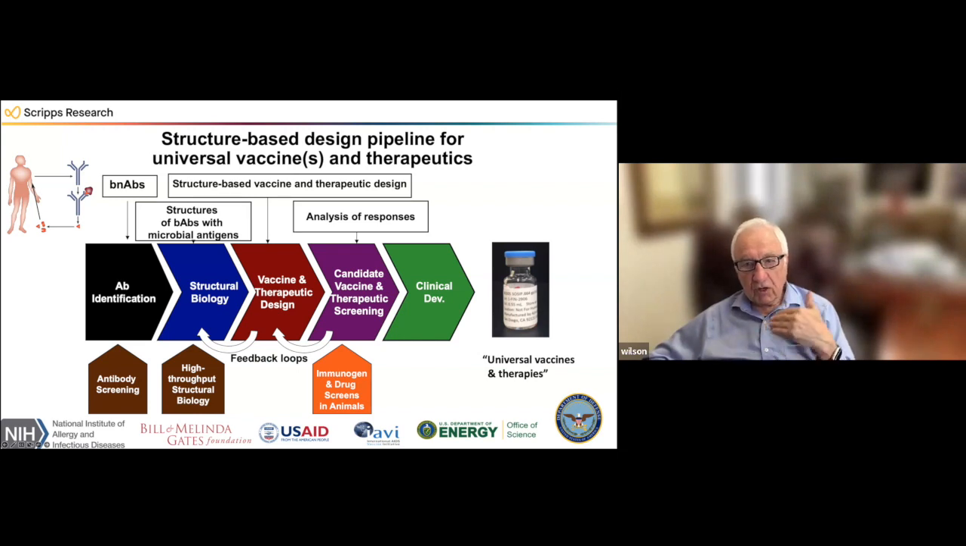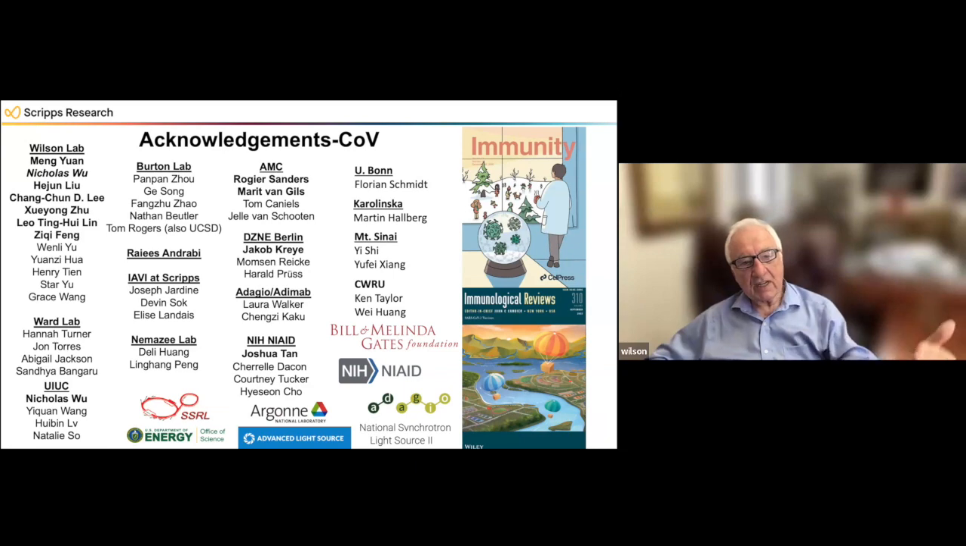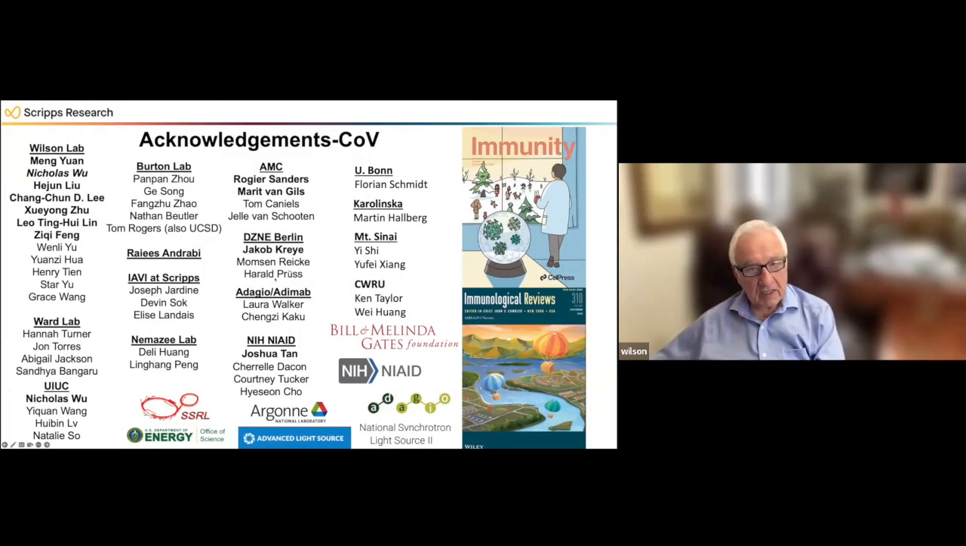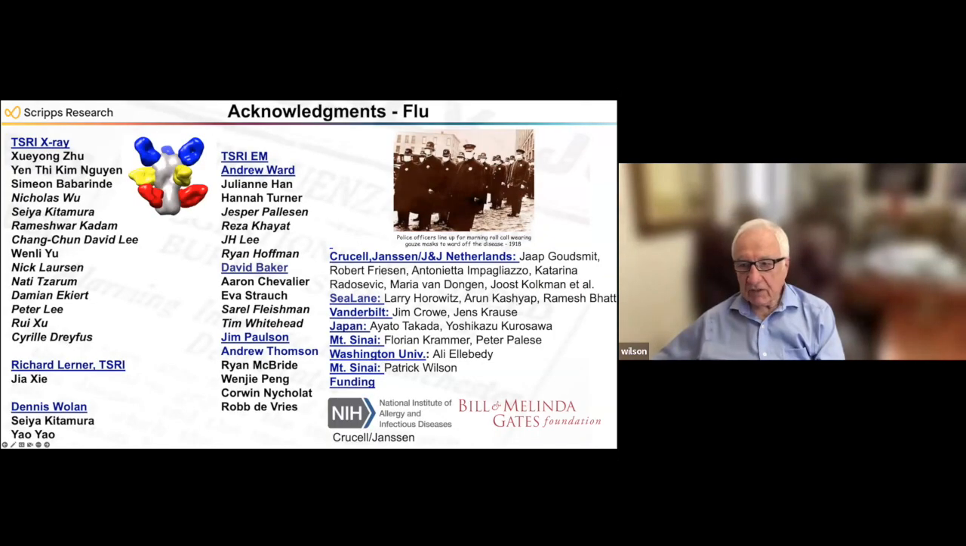I'm not going to go through all of the individuals; I haven't been able to do that at this time. I just want to show you that enormous teams of people are required, not only the facilities and the funders, but large groups of people involved in identifying these antibodies and getting crystal structures. This is for SARS-CoV-2, this is for flu, and this is for HIV. So I'll stop there. Thanks.